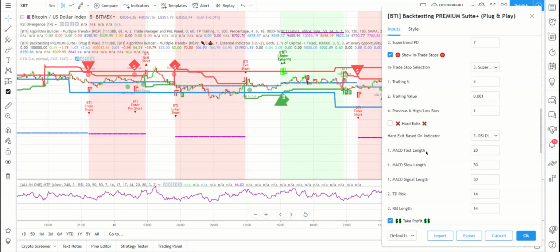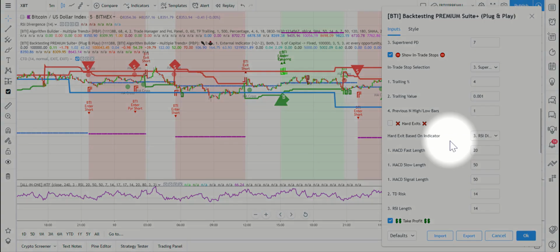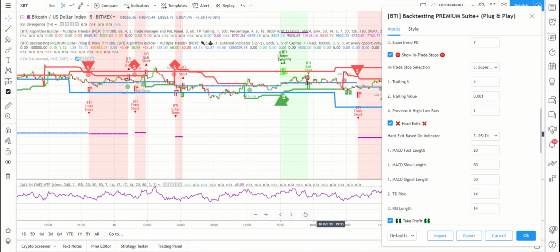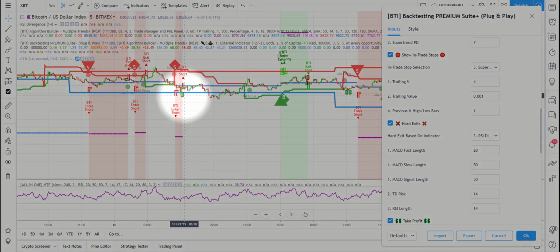Jumping right back to the hard exit, and showing a simple example based on a RSI divergence. Don't forget to check the hard exit checkbox. On this 5 minutes Bitcoin chart, you'll see the exit long, or exit short labels, whenever a divergence is detected in the opposite direction.